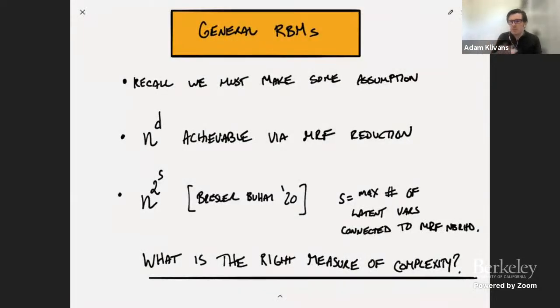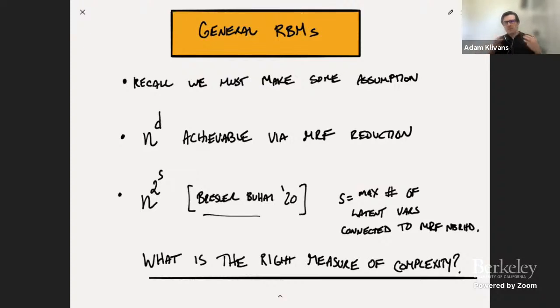Okay, so still the open question remains: how do we learn general restricted Boltzmann machines? And we have to make some assumption, if you believe the hardness of sparse parity with noise. There was a paper by Bresler and Buhai in NeurIPS 2020 that gave an incomparable result to what you would naively get by reducing things to an MRF, n to the 2 to the s, where s is the maximum number of latent variables connected to the MRF neighborhood of any vertex.